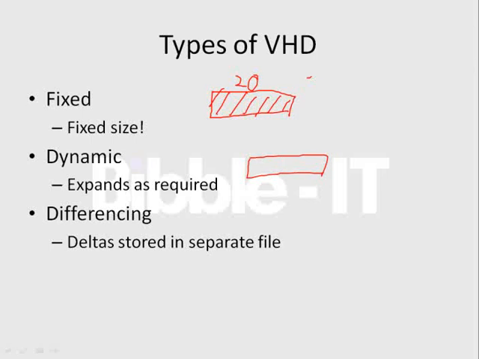With a dynamic VHD file, even if you do your 20 gig file, say you're only using 2 gigs of that, it will only create a 2 gig file, and then as you go through and fill that up, it will expand as required. That's a dynamic VHD.